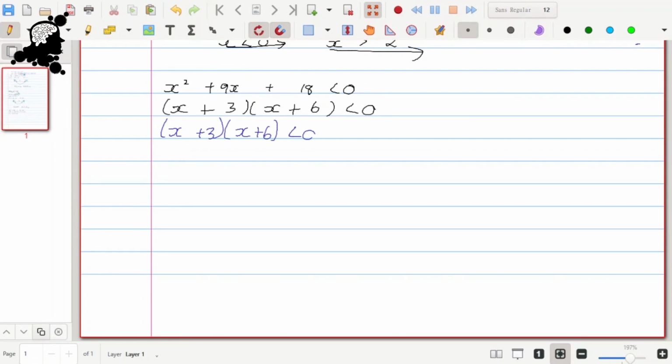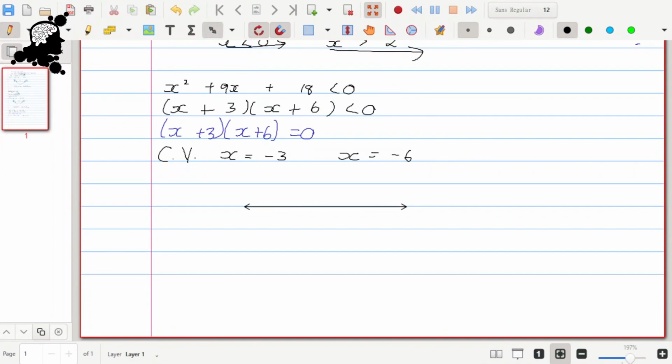And this would be less than 0. Sorry, we're pretending like this is an equation, so this equals 0. When we pretend like it's an equation, our critical values are going to be x equals minus 3, x equals minus 6. Once again, let's draw our diagram.